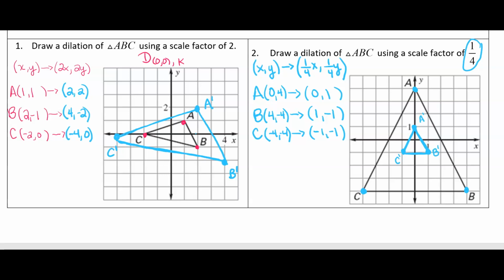Now, before we move on to the back of our notes, let's check your number 2. You should have a scale factor of 1/4, which is a reduction of that triangle. So you should get the new triangle, which is much smaller, okay? A prime, B prime, C prime. So it should be right there.